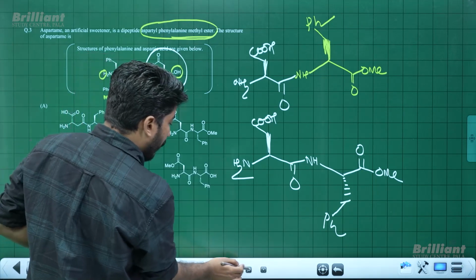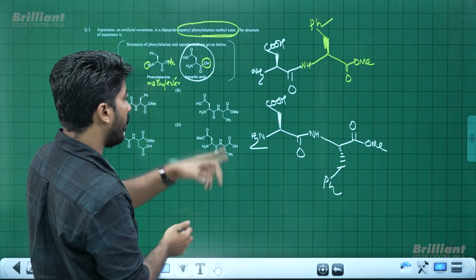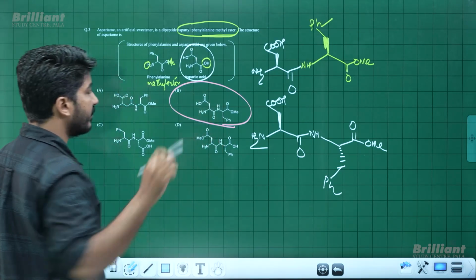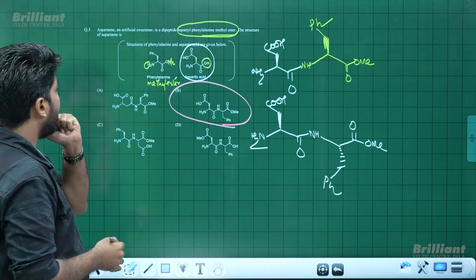So let's find out the options. The correct one, that will be option B, right? So that is the correct structure for the mentioned esterified dipeptide.